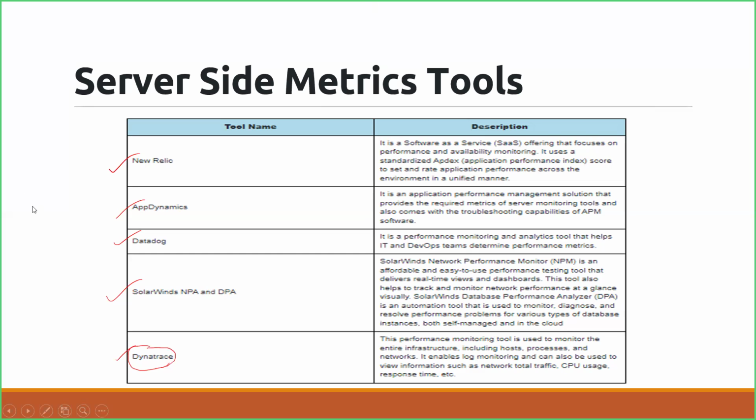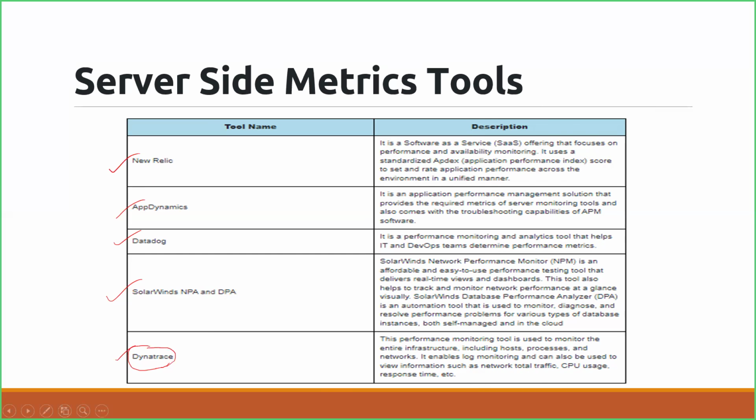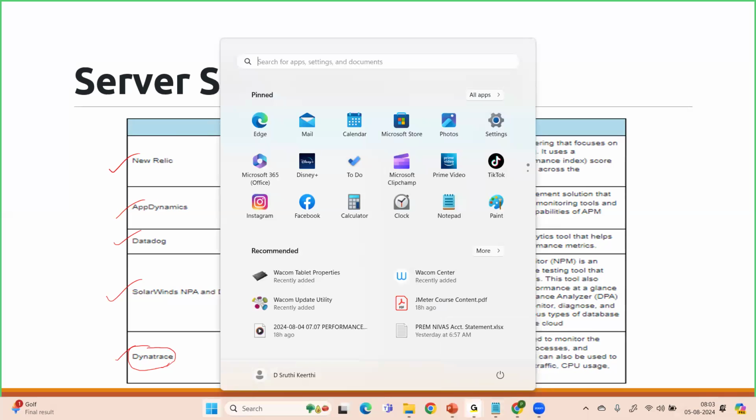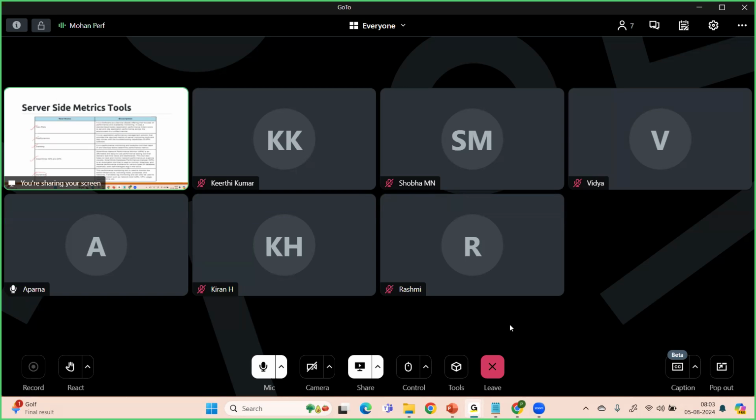Mohan, when you are talking about the server side metrics, you listed out tools like Dynatrace and Datadog. Generally, LoadRunner or JMeter also measure some of these server side metrics, right? Yes, with plugins like Perfmon. You are talking about the Perfmon, right?